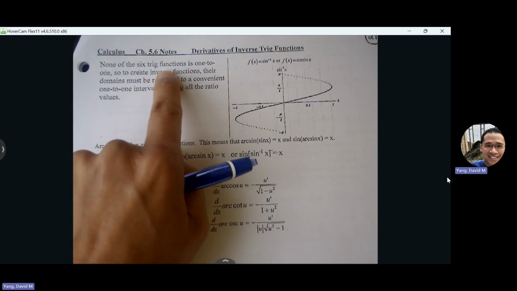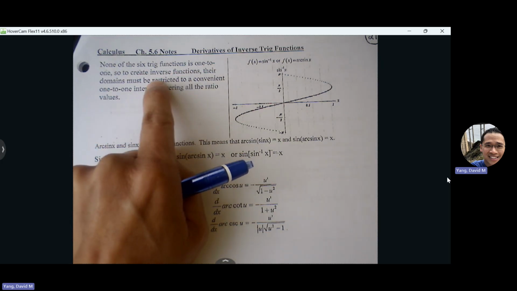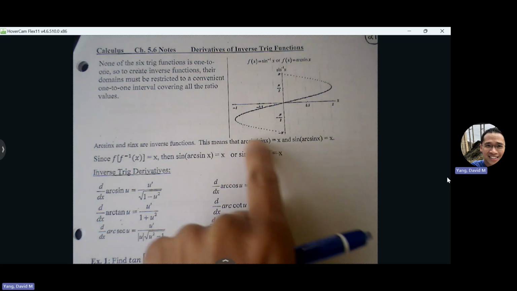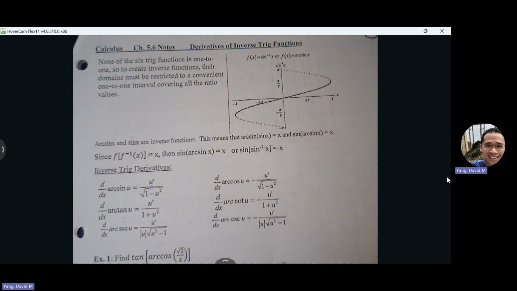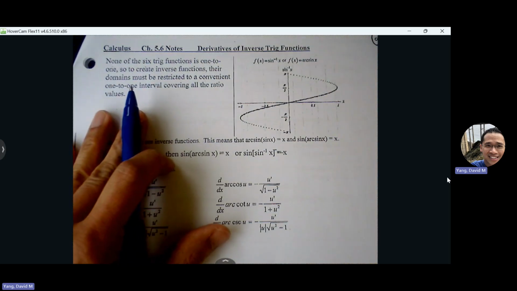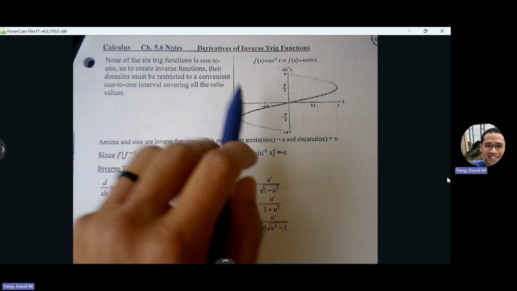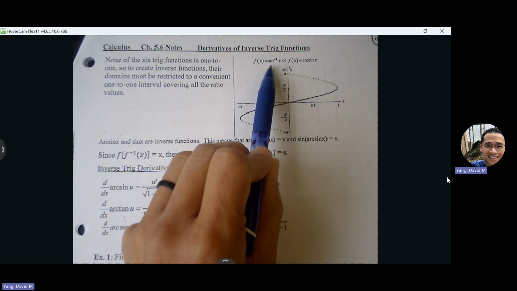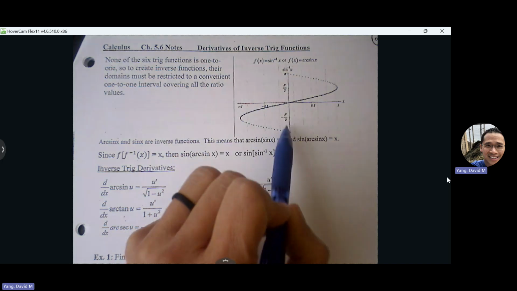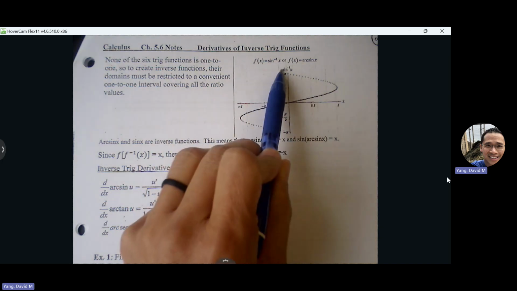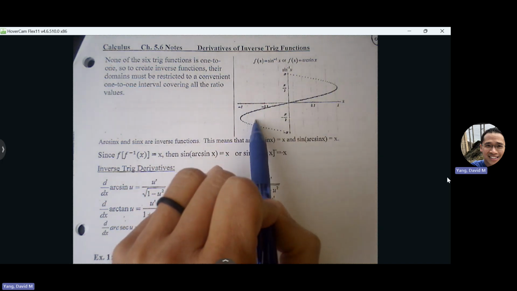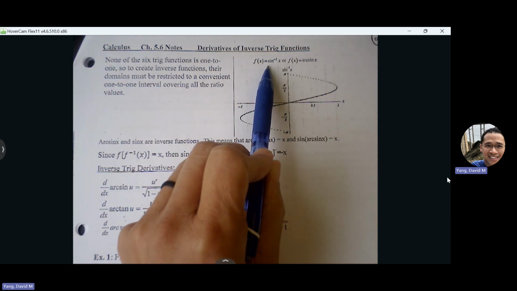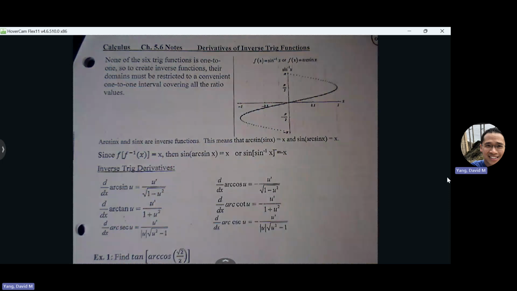None of the 6 trig functions is one-to-one, meaning that if we were to look at them, they're all going to fail the vertical line test. So none of them are going to be functions unless we restrict their domain. So this is what an inverse sine will look like. It's basically a sine function that's flipped on the side, and you can see that, because of that, it's not going to pass the vertical line test. So with all of the inverse trig functions, we're always going to have to restrict their domain.